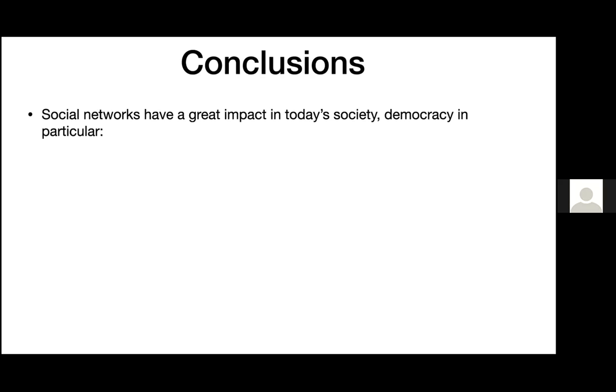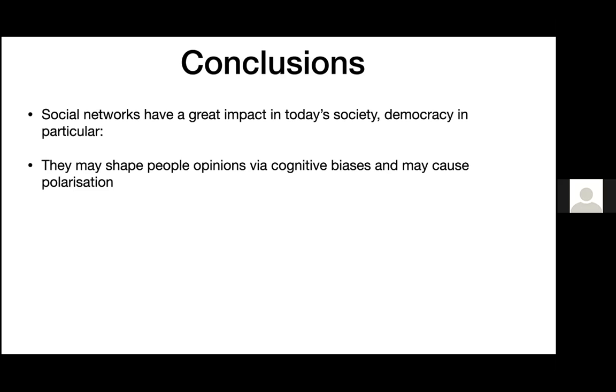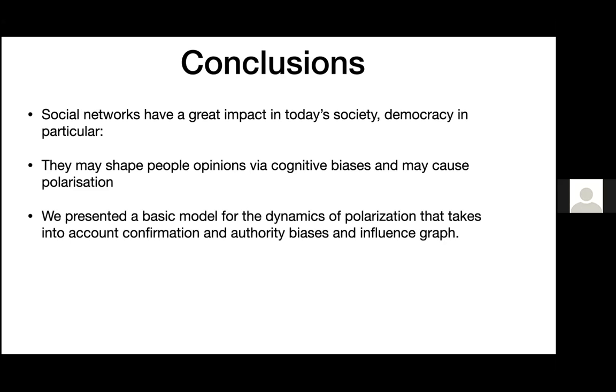So just to finish, some conclusions about this work. Social networks have a great impact in today's society, democracy in particular, because they might shape people's opinion via cognitive biases, which may cause polarization. What we did was to present a very basic model for the dynamics of polarization that takes into account two familiar biases from social sciences: confirmation and authority bias, and also takes into account the influence graph.